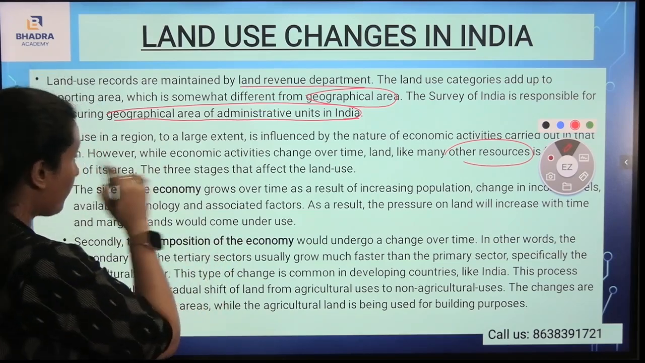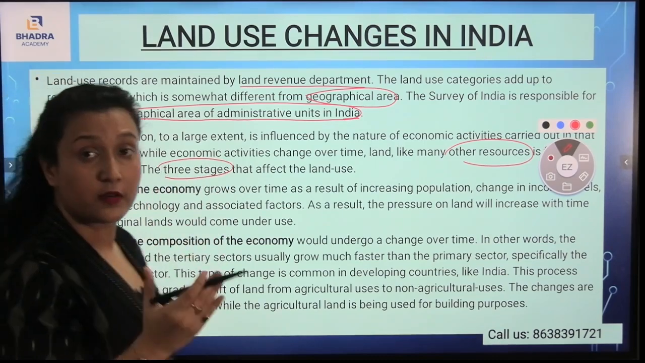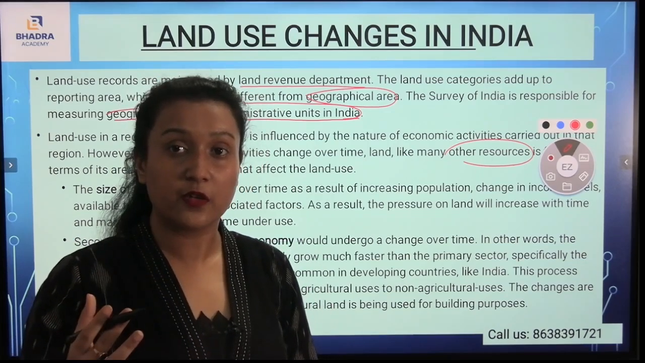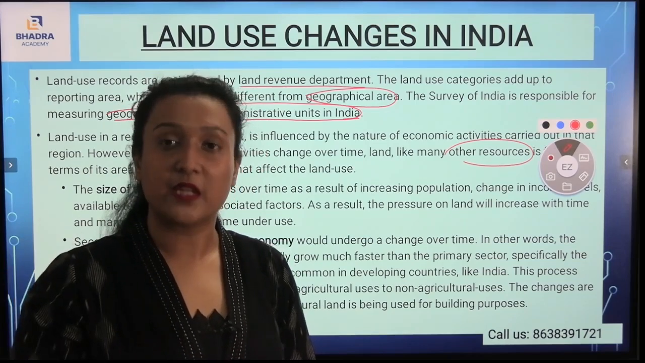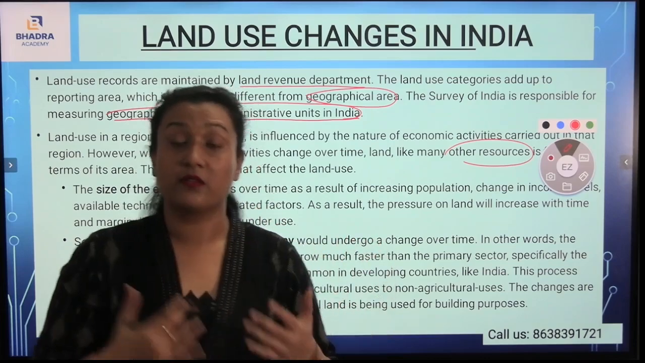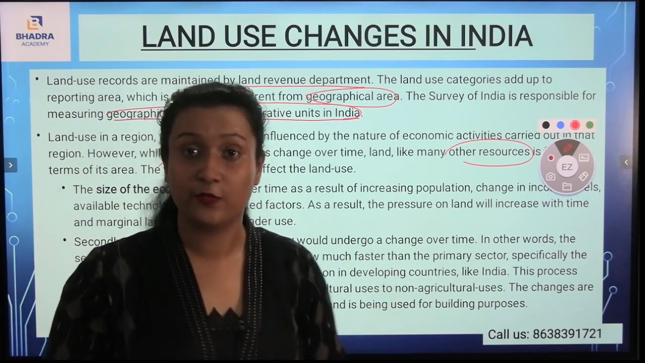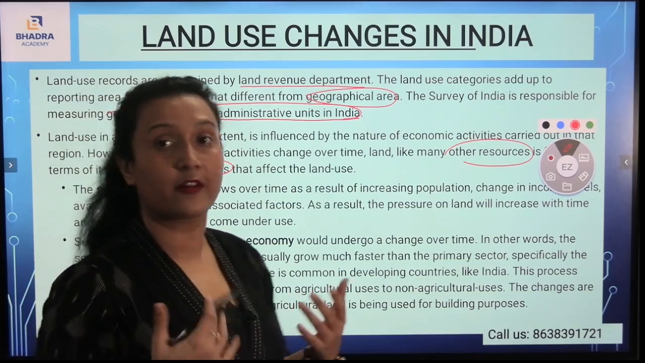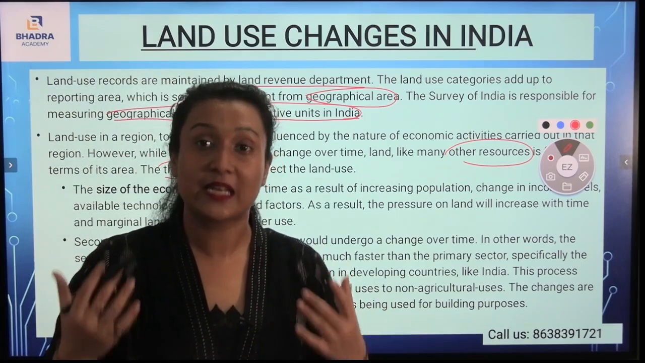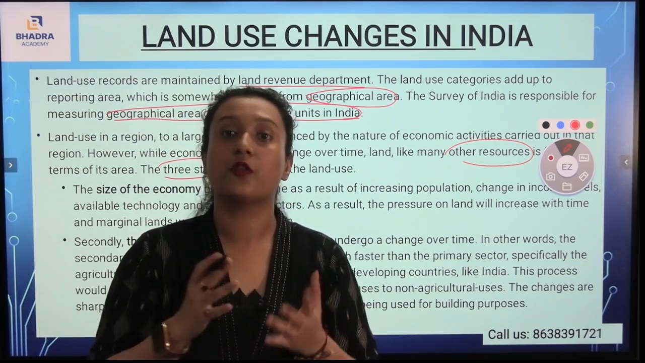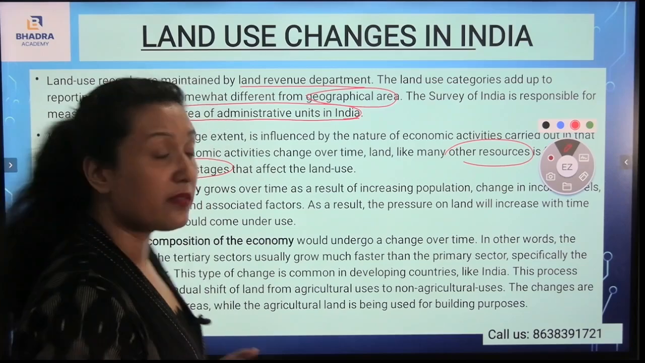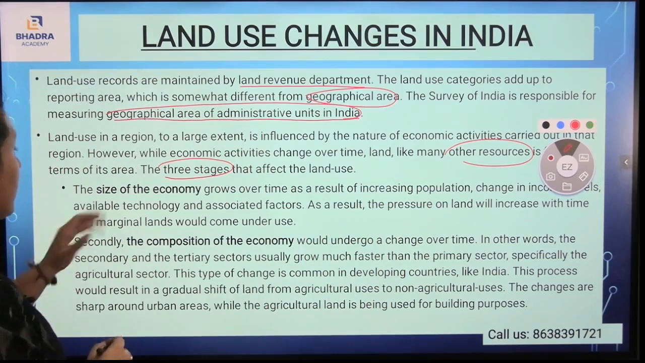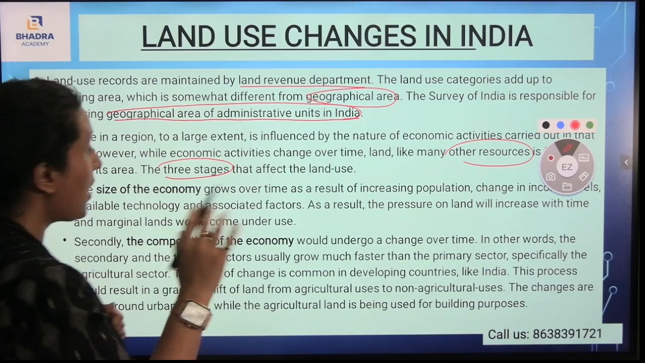Now, three stages. I forgot to tell you regarding the three stages. As we have understood about land use and how it is measured as a part of the administrative unit and how it is influenced by economic activity, now there are three stages that come under land use change or the measurement of land use. First comes the size of the economy. Very, very important. There are different countries and different states, and each defines the economic activity, or the size of the economy. So according to the size of the economy, as a result of increasing population, changing income level and available technology and associated factors, it comes under land use.